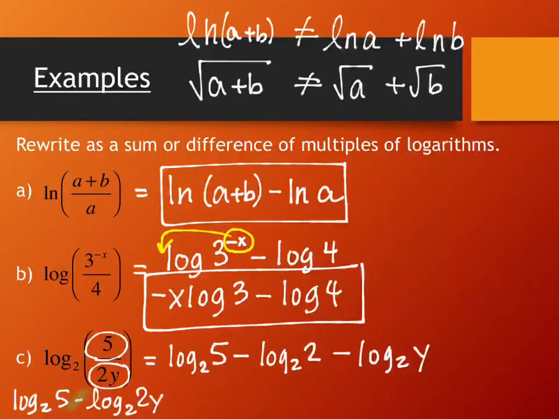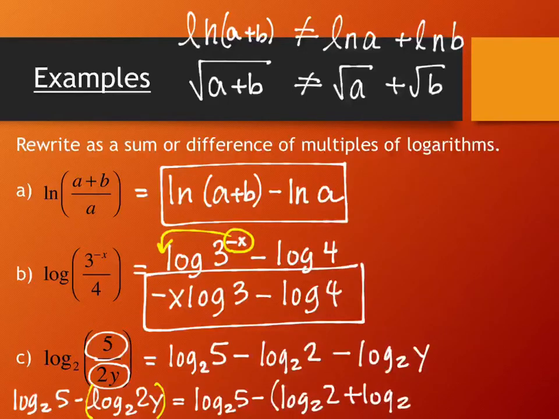The kicker is that this negative applies to everything that happens next. So while you might not think that it's necessary for me to do it, let me write it like this for the moment to make sure we recognize it as we use it. This is log base 2 of 5 minus, and then that property that says multiplication is addition: log base 2 of 2 plus log base 2 of y. And do you see how this negative is going to distribute and apply to both logs? That's what's really happening there.